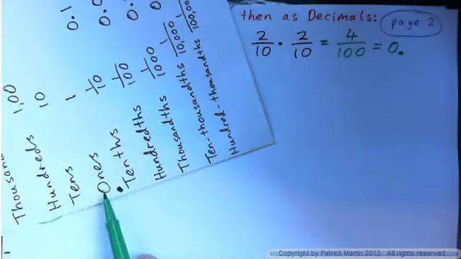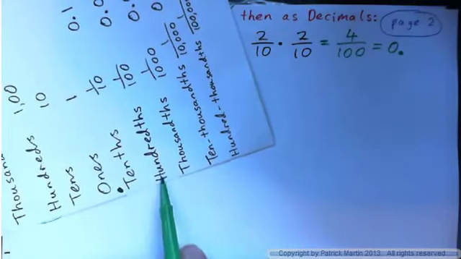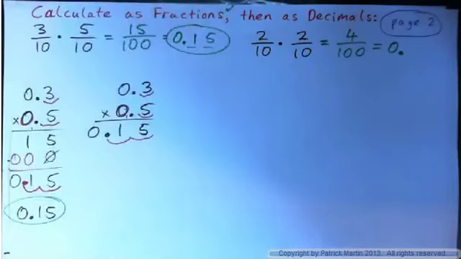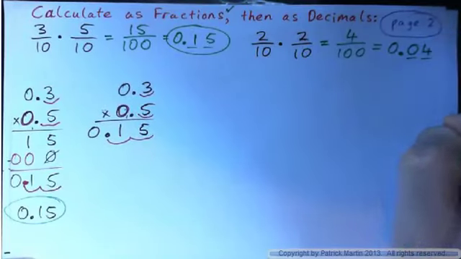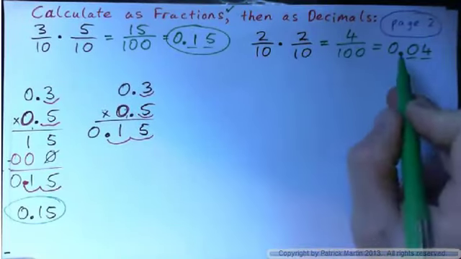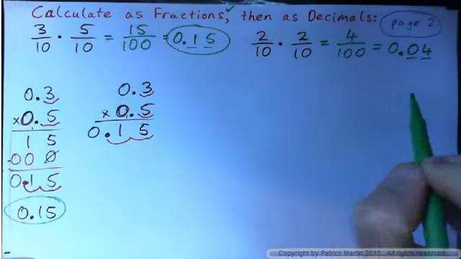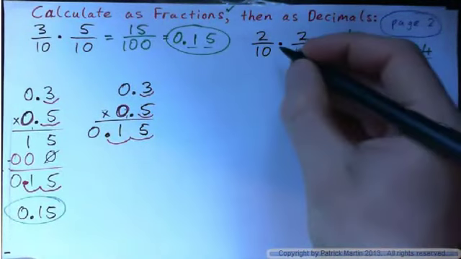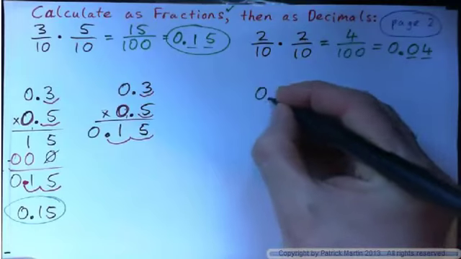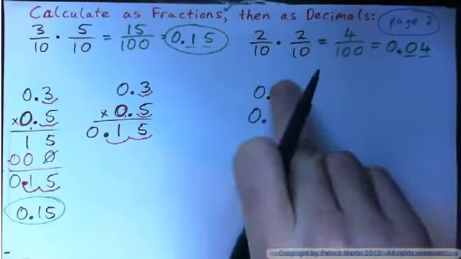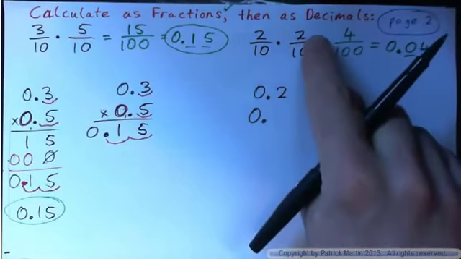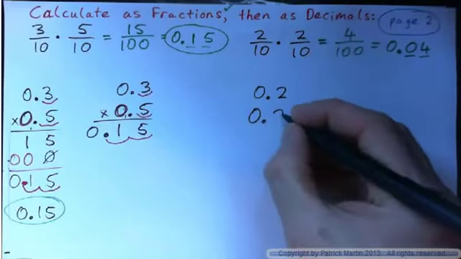Is decimal point, ones, decimal point, then tenths, hundredths, thousandths, right? Tenths, hundredths, 4 hundredths. So the 4 goes there, and then you put a placeholder 0. So the answer is definitely 0.04 as a decimal, right? Now we're going to calculate this as a decimal. 0.2 multiplied by 2 tenths is 0.2, isn't it? 2 over 2 tenths is 0.2.